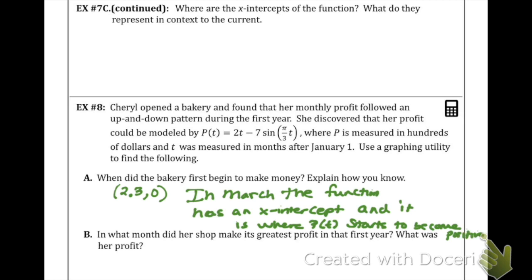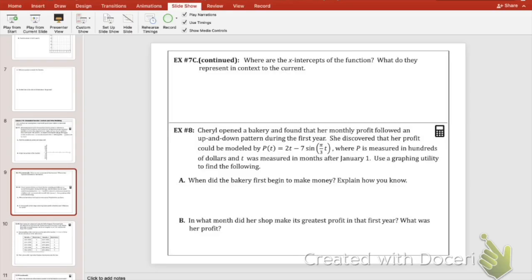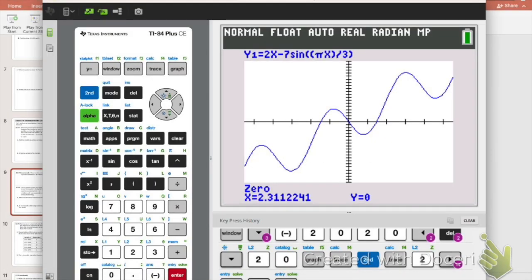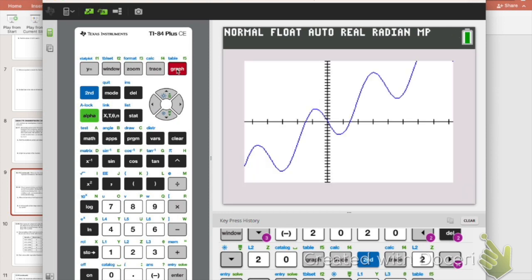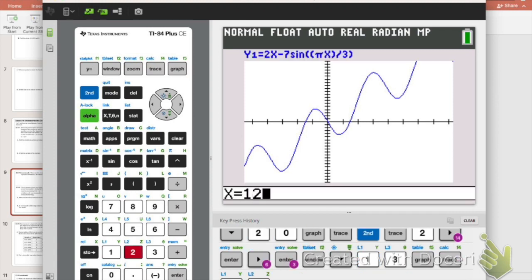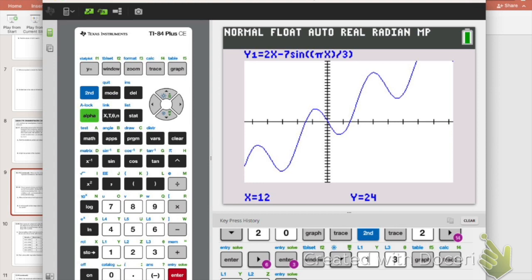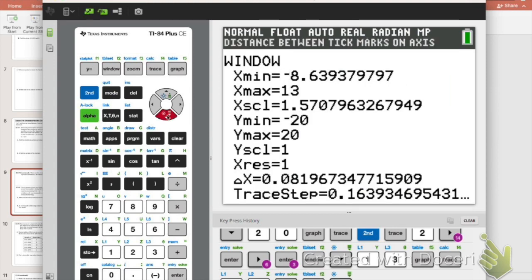Okay, so in what month did her shop make its greatest profit in the first year, and what was her profit? So now let's go back to our calculator. Bring that back up. Okay, so first year. That means maybe we have to make our window go out to 12. Maybe let's do 13. We want to trace to see our furthest point over. So let's trace 12. Oh, can't see it. 24. Make our window maybe higher, and make it up to 30.